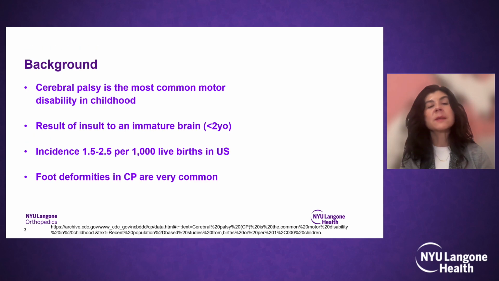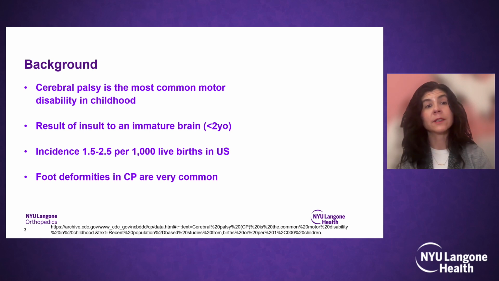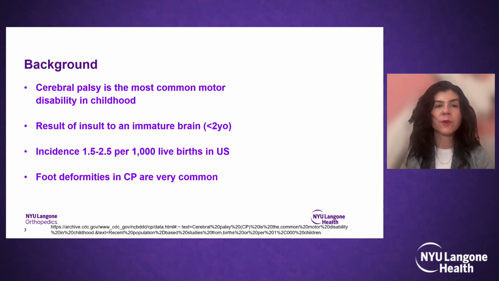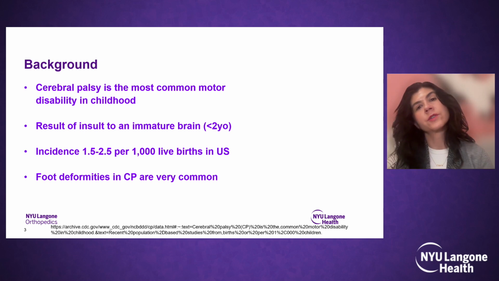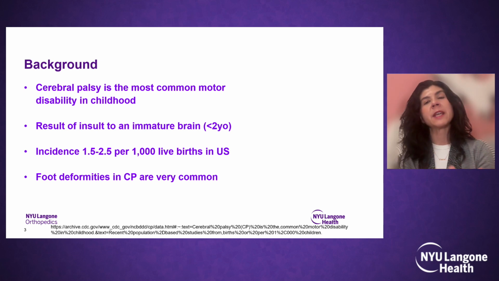Okay. So CP, as everyone on the call knows, is the most common motor disability in childhood, and it's the result of an injury to the brain that occurs at less than 2 years old. So your 5-year-old child with a near drowning can be considered to have a CP-like condition, but not strictly CP. So we do try to keep with that under 2-year-old time frame when we talk about CP.